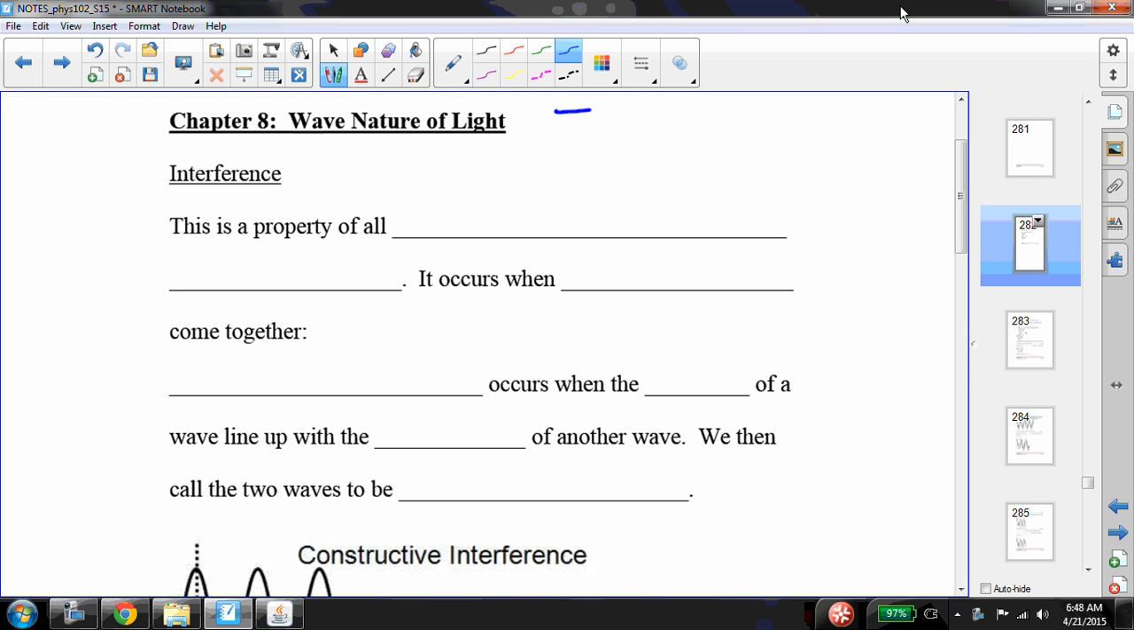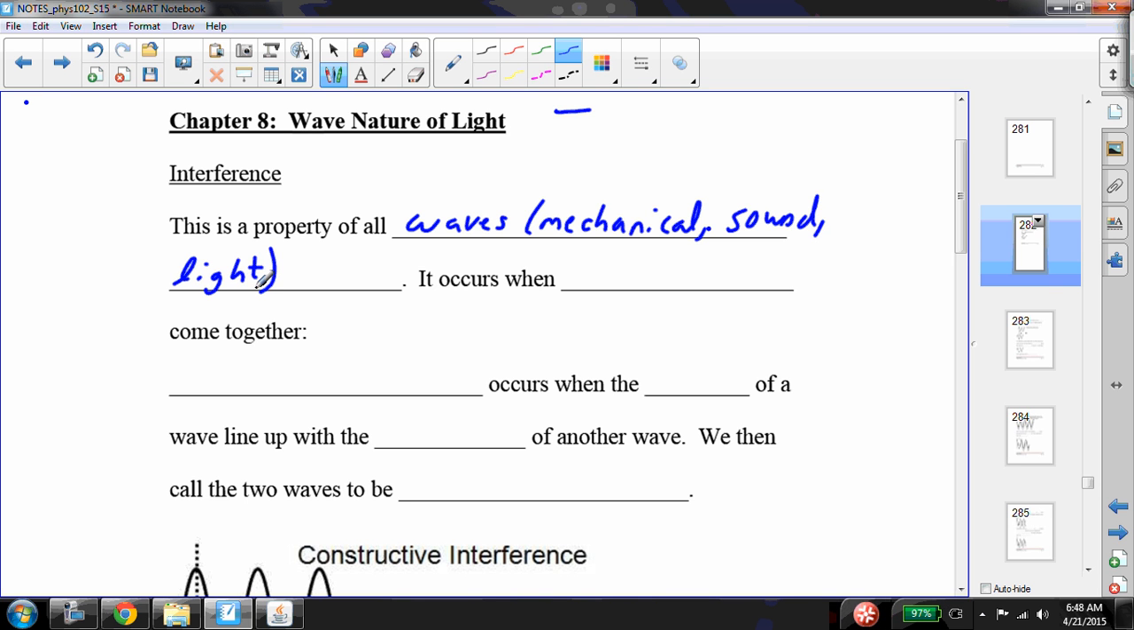So first, interference is a property of all waves. That includes mechanical waves, like you might have in the ocean, water waves, waves on a string, what have you. Also, we see this in sound waves. And this was known during the time that Thomas Young was studying the property of interference in electromagnetic radiation. So we also see it in light as well. And that was part of the reason that he determined that light was a wave, because it demonstrated interference. It occurs when two or more waves come together.